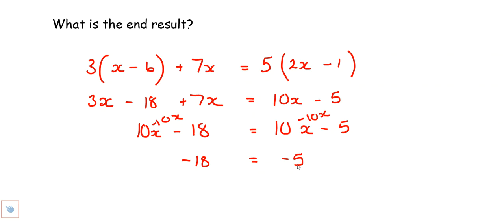Whereas I'm perfectly happy. I knew what was going to happen beforehand because I'm thinking of graphs. I didn't need to go any further, and I'll tell you why in a minute. We've got this result: minus 18 is minus 5. That can't be true. It never will be true. We've done nothing wrong. I've subtracted 10x from both sides. It's supposed to look like that, it's just that we've never seen something like that.